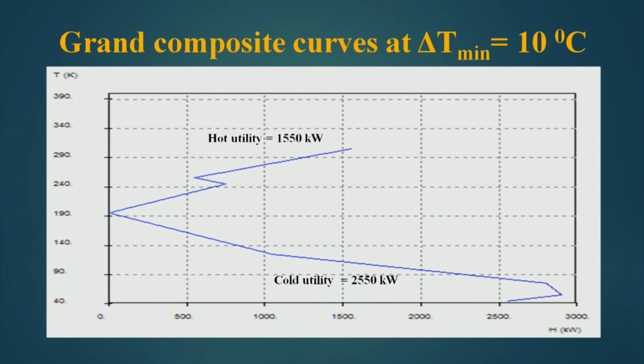Now, if I plot the grand composite curve for this problem, it looks like this. Here this is the pinch point, because this is shifted temperature. So, there is a single pinch point here. The hot utility requirement for this problem is 1550 kilowatt, and the cold utility requirement, which is given from this point to this point, is 2550 kilowatt.